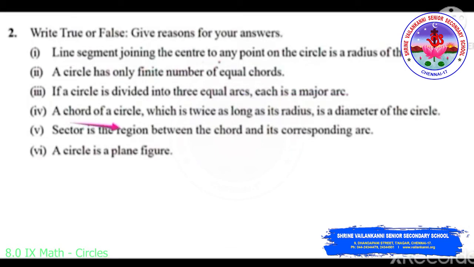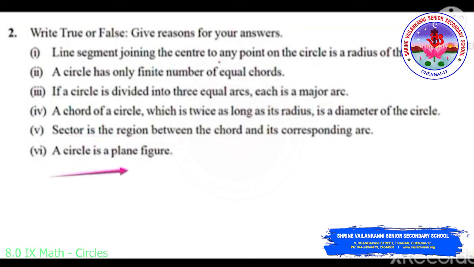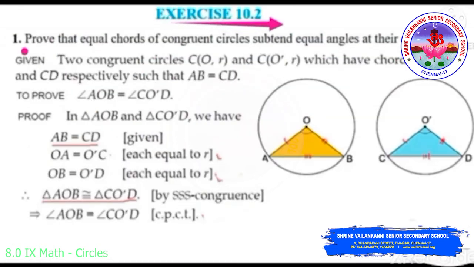Fourth one, a chord of a circle which is twice as long as its radius is the diameter of the circle. True. Fifth one, a sector is a region between the chord and its corresponding arc. Since we studied that a segment is a region bounded between the chord and the corresponding arc, the statement is false. Sixth one, a circle is a plane figure. It's true.